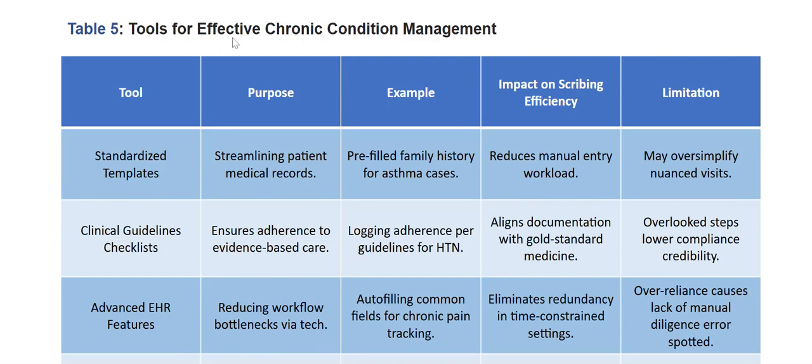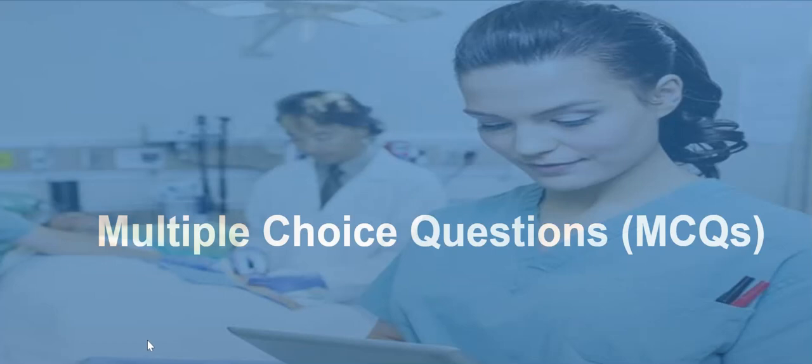Table on tools for effective chronic condition management: tool, purpose, example, impact on scribing efficiency and limitation. Tools, we have standardized templates, clinical guidelines, checklists, advanced EHR, electronic health record features, referral integration modules. And next, we will revise what we have covered through this lecture via some MCQs or multiple choice questions.